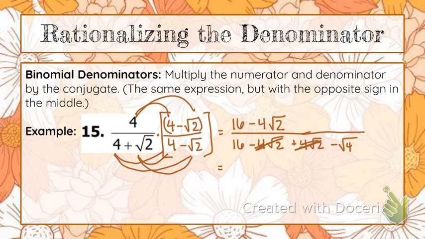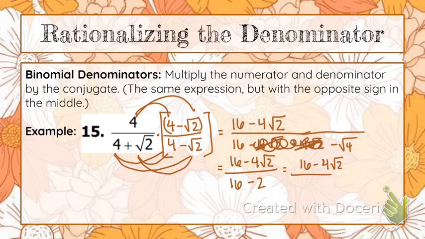So let's look at what we've got left before we get too far gone here. We have 16 minus 4 square root of 2 divided by 16 from here, and then those equal 0 minus the square root of 4, but we know that the square root of 4 equals 2, so we have 16 minus 2. So let's simplify again, and remember that these cannot be combined because they're not like terms. This 4 is attached to that radical. 16 minus 2 is 14.